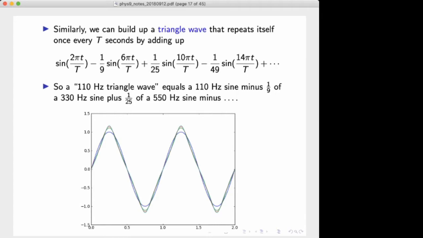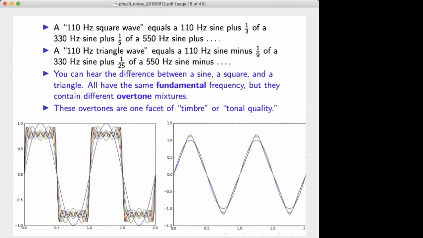So when you hear the sine wave, it sounds like a nice pure tone. When you hear the triangle wave, you can hear the overtones, but not too harshly. When you hear the square wave, you hear the overtones pretty harshly because the overtones in the square wave have a much larger relative proportion than those same overtones do in the triangle wave. You don't really need to remember this, but it's kind of an interesting fact.